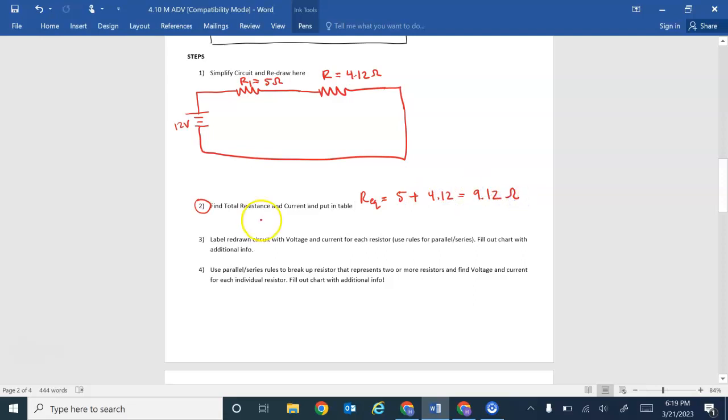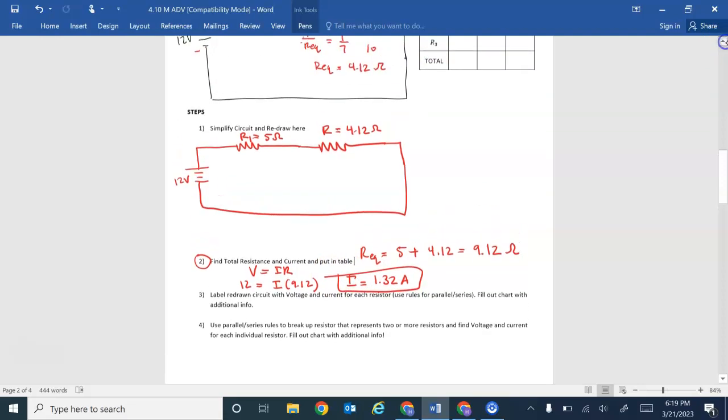Total voltage we know is 12 volts, and we know the total resistance. How do you find current? Think about that. Okay, cool. We're going to use Ohm's law: V equals IR. The voltage drop is 12, we want to find the current, and the resistance is 9.12. To solve for I, we divide both sides by 9.12, and I got I to be 1.32 amps.